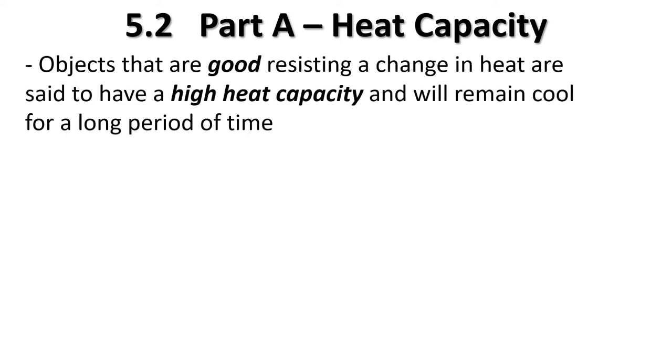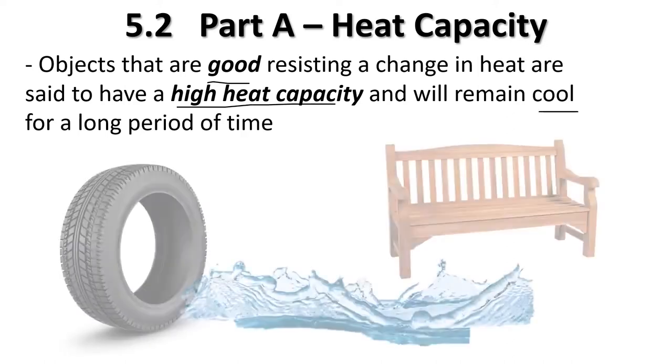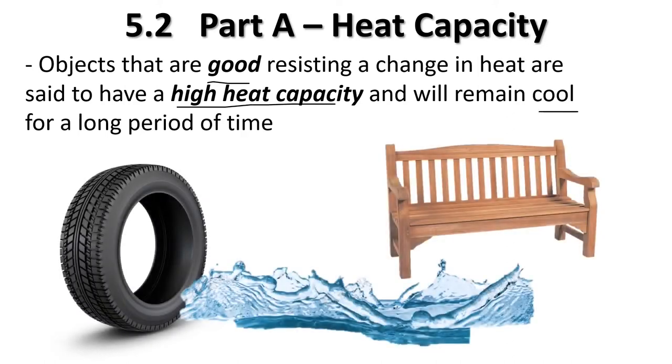Okay, so talking about heat capacity. Objects that are good at resisting a change in heat are said to have a high heat capacity and will remain cool. It almost seems backwards for a second until you think about it. So there are a few objects that have high specific heat capacities, or high heat capacities, and so they will remain cool when a lot of heat is applied to them.